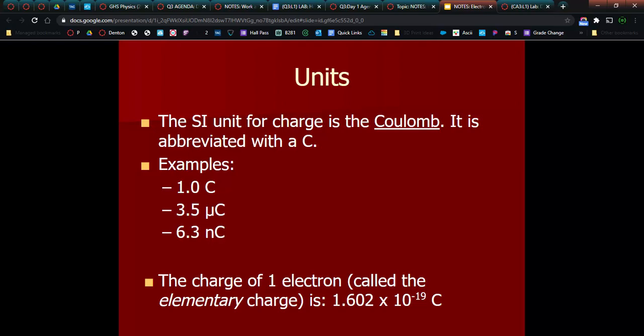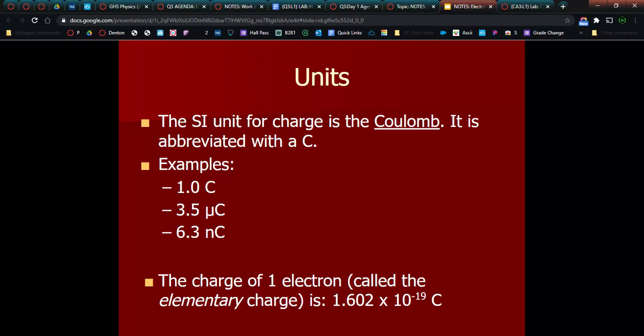A coulomb is a large amount of charge. It's a dangerous amount of charge. It is a lot of charge. One coulomb of charge, to put it in perspective, do y'all think lightning bolts are dangerous? They're fun. You should play around with them.